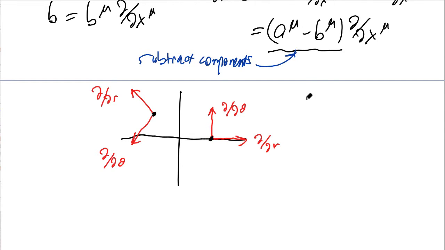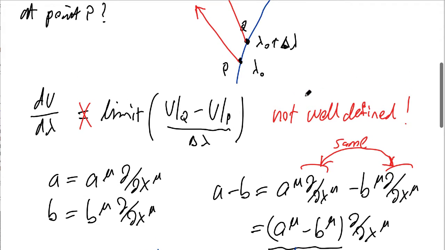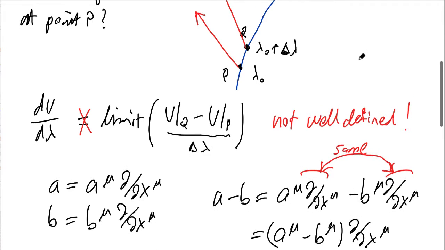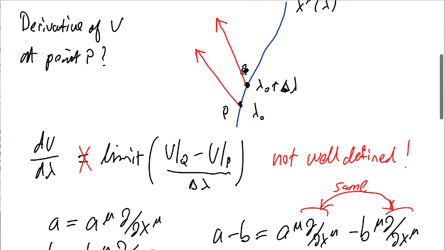So what we need to do, if we go back to our naive expression for the derivative of this vector field at point P, is instead of taking the vector at point Q and subtracting the vector at point P, we need to first transport this vector at Q to the point P so that they sit at the same point, and then we can subtract them.